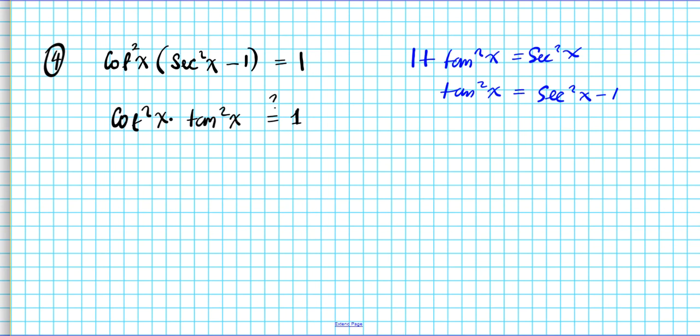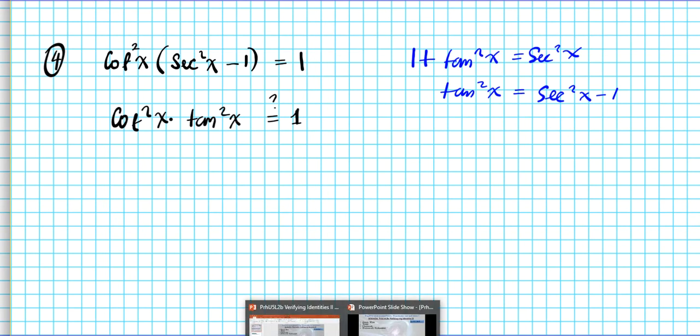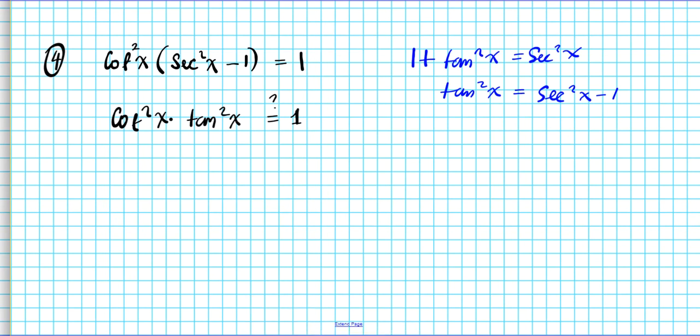Now I'm at a roadblock. How do I advance? So we write cotangent as 1 over tan. So we have 1 over tan squared x times tan squared x. Is it equal to 1? Is it? Absolutely. This divides out. And then you have 1 equals 1. Is 1 equal to 1? It certainly is. Okay? So that's that.